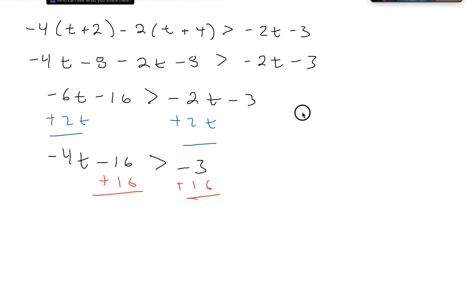So that will be, let me come up here so I have a little more room. Negative 4t, that's gone. And that's greater than 13. And then here's where we're dividing by the negative again. And so that's going to result in this thing flipping the other direction. And so then our inequality switches. Now instead of greater than, we'd have t is less than negative 13 over 4.